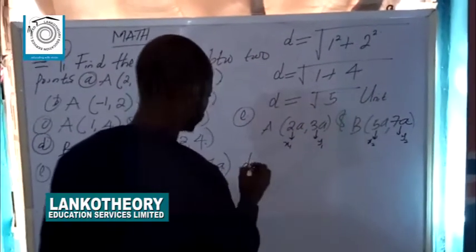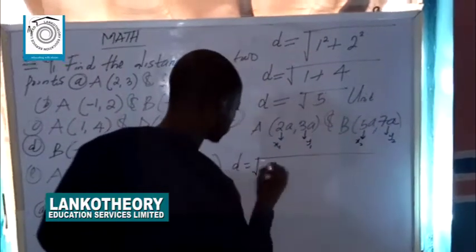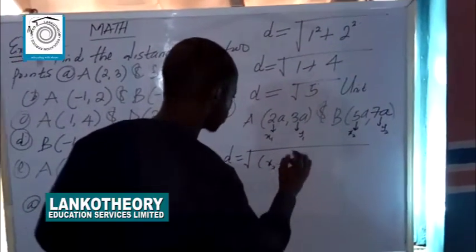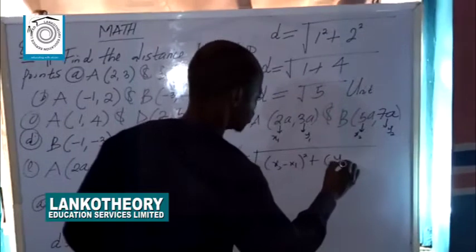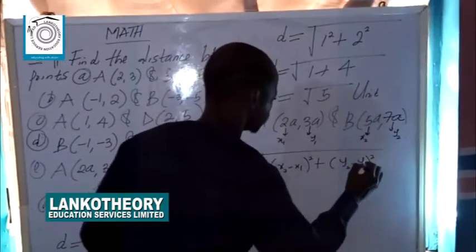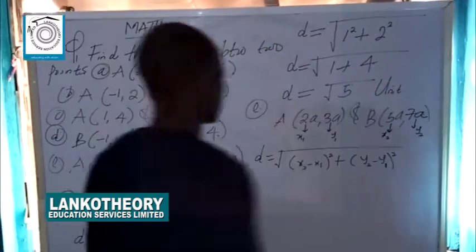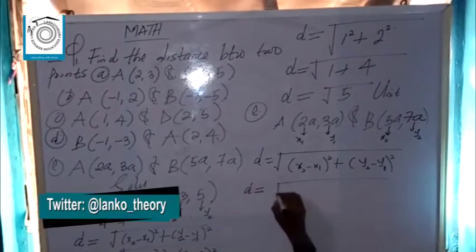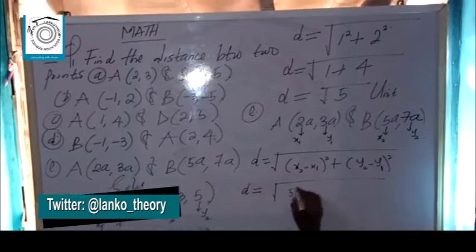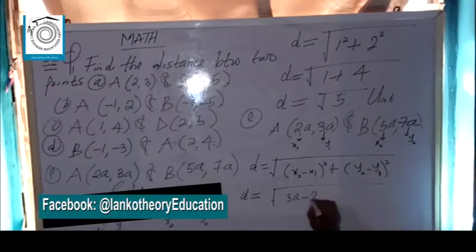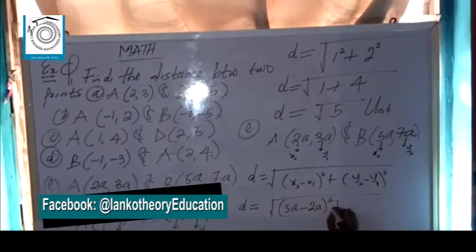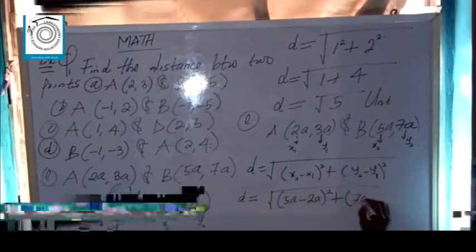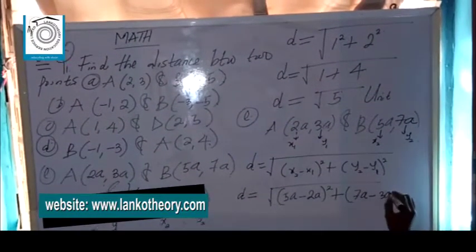y2. The distance between the 2 points is given as the square root of (x2 minus x1) raised to power 2 plus (y2 minus y1) raised to power 2. So if we check this very well, our x1 is given and x2 is given. If I substitute all the parameters, I'm going to have x2 is equal to what? This is 5a minus x1, which is 2a, raised to power 2 plus your y2, which is 7a, minus 3a raised to power 2.